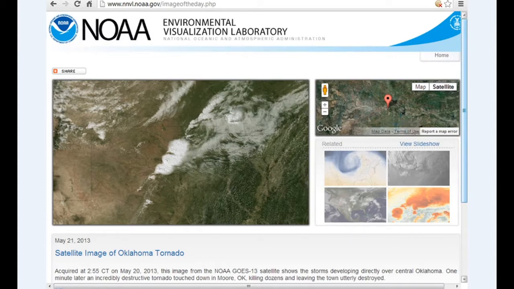NOAA website. Their image of the day from May 21st, 2013 was the satellite image of the Oklahoma tornado. It was acquired at 2:55 Central Time on May 20th, 2013. It says this image from NOAA GOES-13 satellite shows the storms developing directly over central Oklahoma. 1 minute later, an incredibly destructive tornado touched down in Moore, Oklahoma, killing dozens and leaving the town utterly destroyed.